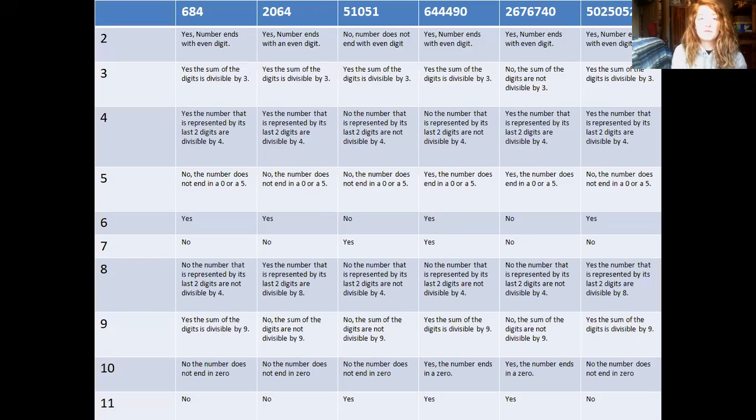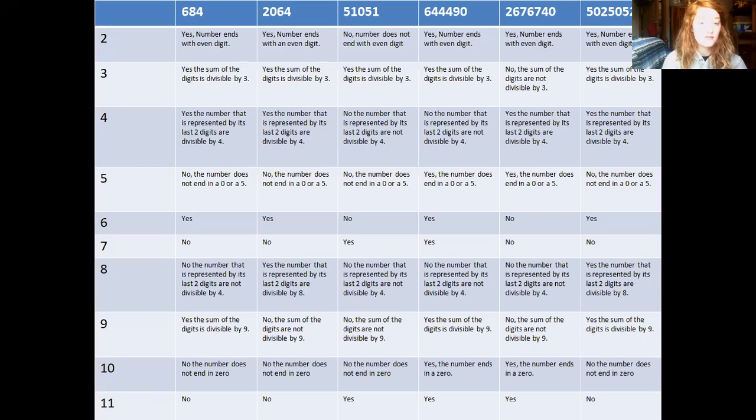So 684 is divisible by 2 because its end digit is even. It is divisible by 3 because the sum of the digits is divisible by 3. It is divisible by 4 because the number represented by its last two digits is divisible by 4. It is not divisible by 5 because it doesn't end in a 0 or a 5. It is divisible by 6. It is not divisible by 7.